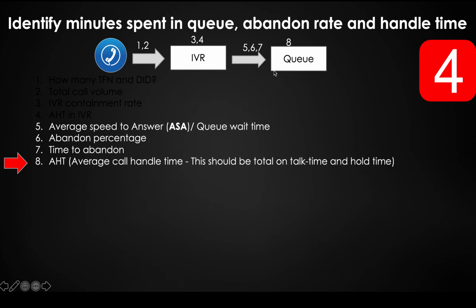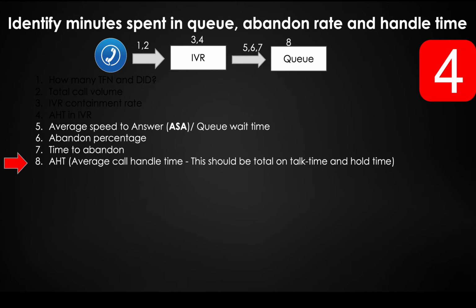You want to know how much time they have been waiting for an agent to answer the call. And this information is required because you're still paying your telephony charges while the customer is waiting for somebody to answer their call. So you definitely need the average queue time, which some people call ASA, or average speed to answer. You also want to know the abandon percentage.